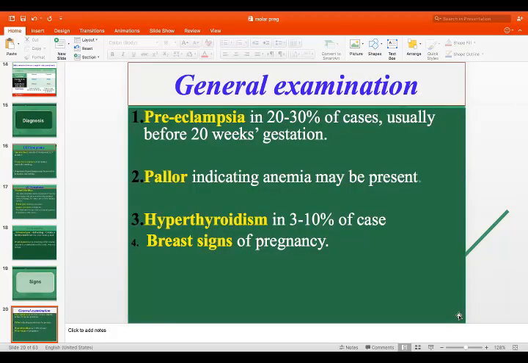What are the signs? When we examine the patient, we will see the signs and symptoms of preeclampsia: she will have headache, she will have edema, and if preeclampsia develops before 20 weeks of gestation, then we must think of molar pregnancy. She will have pallor due to anemia, and hyperthyroidism in 3 to 10% of cases, as the beta subunit of HCG resembles the beta subunit of TSH, so there will be hyperthyroidism also.